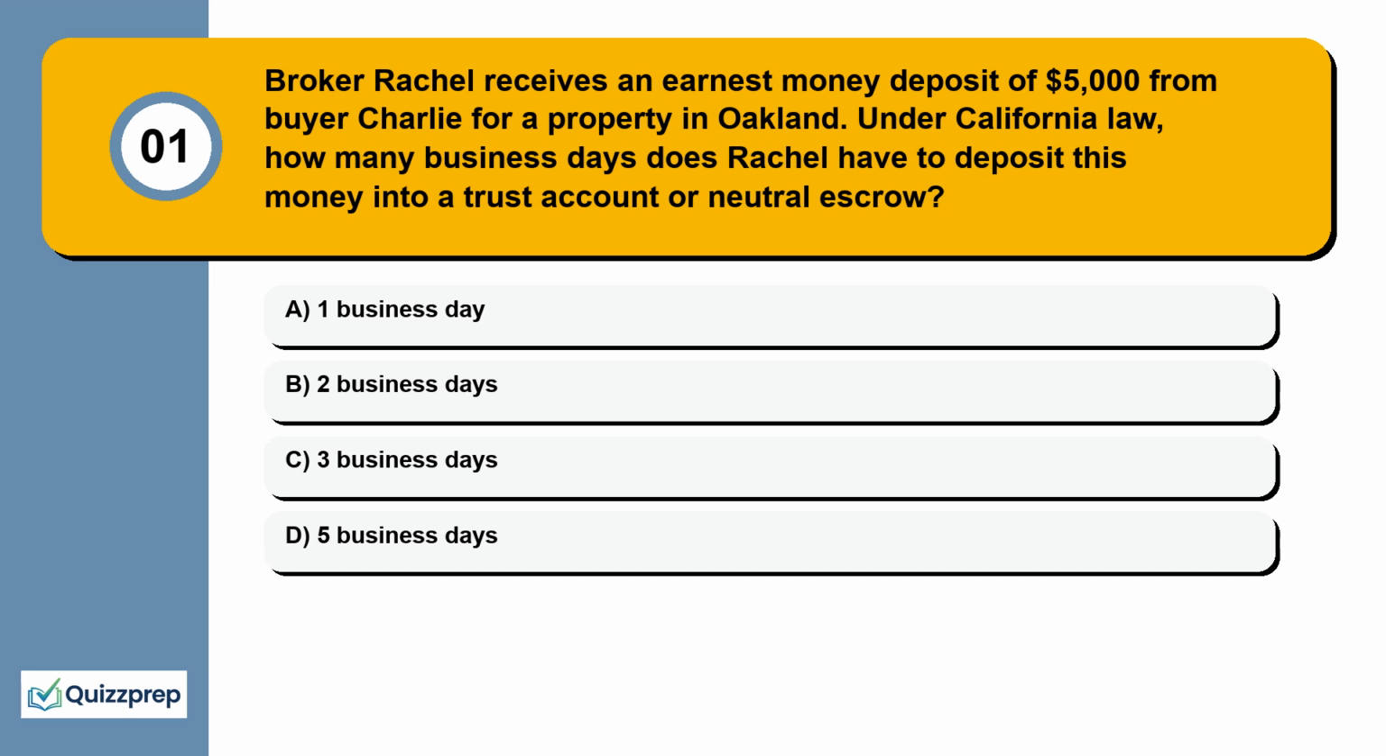Question 1. Broker Rachel receives an earnest money deposit of $5,000 from buyer Charlie for a property in Oakland. Under California law, how many business days does Rachel have to deposit this money into a trust account or neutral escrow? 1 business day, 2 business days, 3 business days, 5 business days.